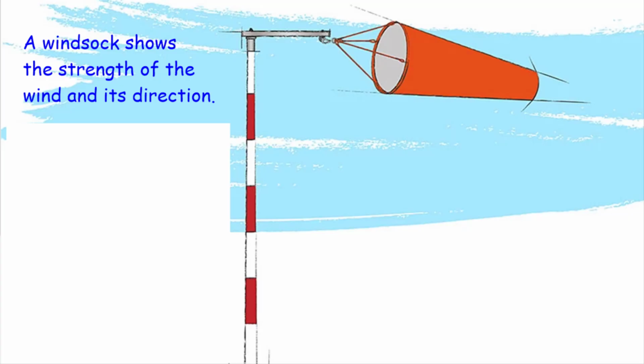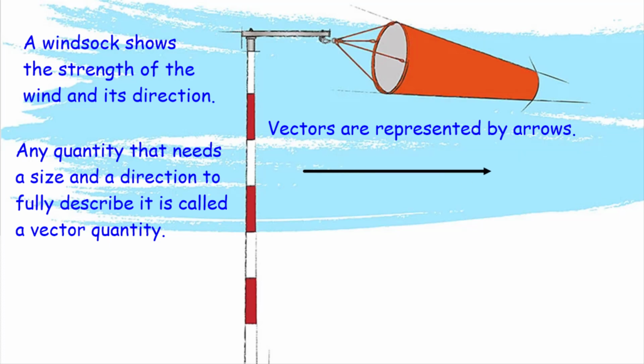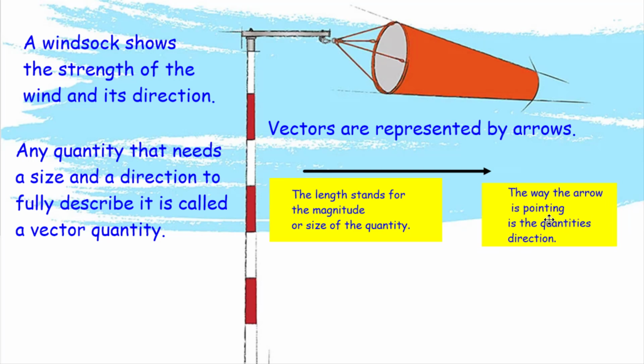At all airports there is a well-known device which shows the wind strength and its direction. It's called a windsock. Now, any quantity that needs a size and a direction to fully describe it is called a vector quantity. And vectors are represented by arrows. And you can see why. The length of the arrow, well, that stands for the magnitude or size of the quantity. But whatever direction the arrow is pointing in, that gives you the direction of the vector.